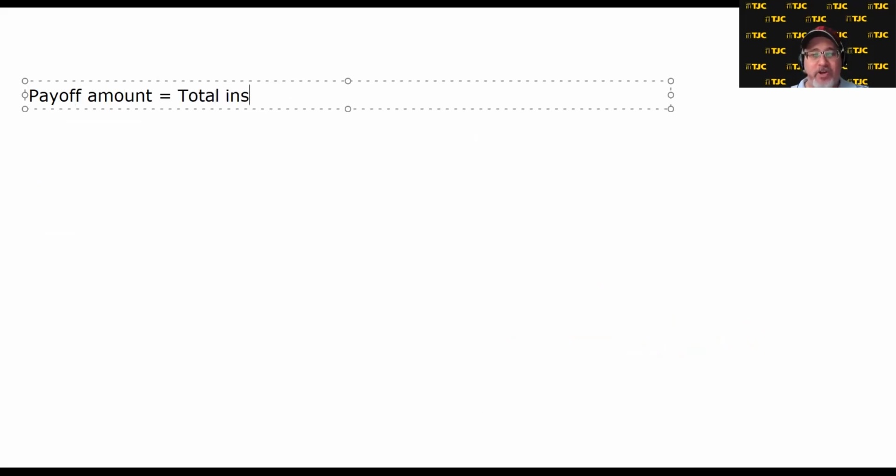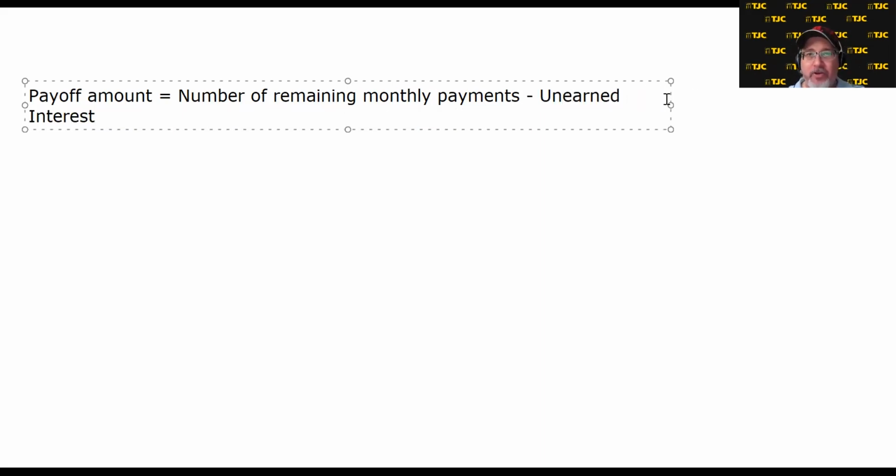Well, we could do the total installment price. Or rather, yeah, let's say total installment price. Take away the down payment because we already paid that. Take away the monthly payments. Actually, let's do it this way. There's an easier way to do this. We could do the number of remaining monthly payments. I was making it harder than I had to. But remember, all of the remaining payments include all of the interest that we were going to pay. We don't owe that unearned interest anymore. So we can subtract the unearned interest from this because we don't owe that anymore.